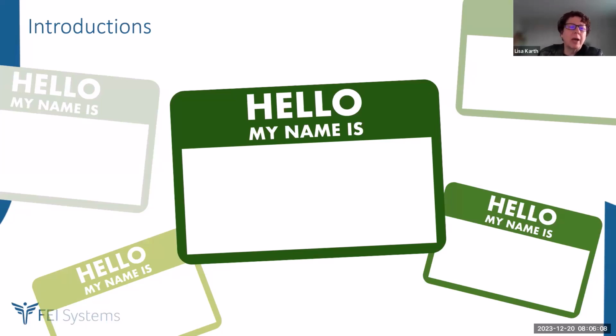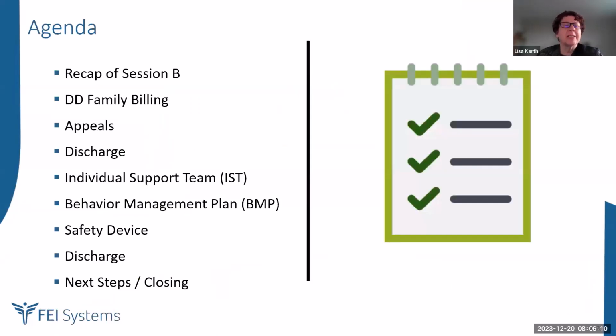Moving on to our agenda. Today, I want to just briefly remind you of what we covered yesterday, and then we're going to go into DD family billing, appeals, the discharge form, and actually, you'll see that I have that on here twice. We are not going to actually do that particular form. We are going to talk about it.